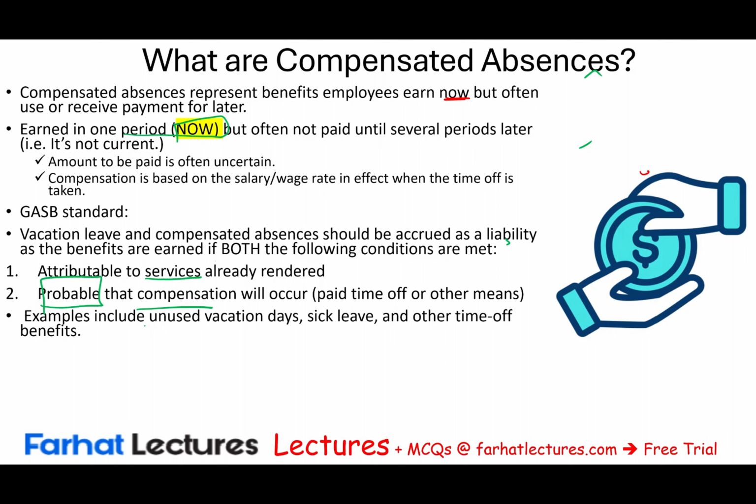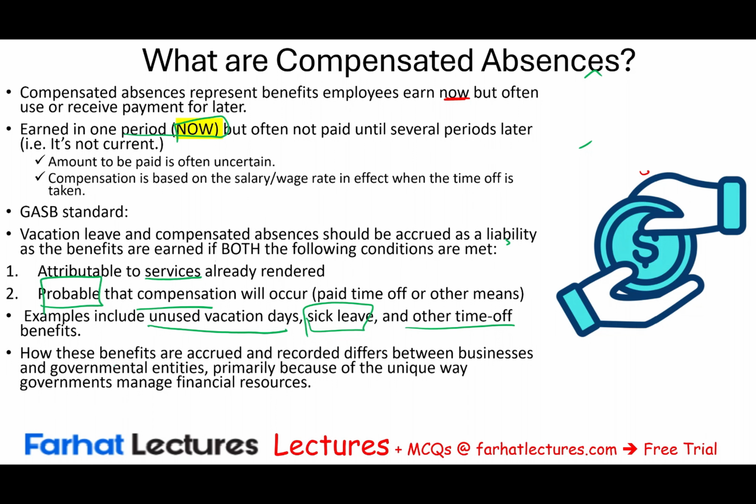So examples include unused vacation, sick leave, we'll talk about sick leave, and other time off benefits. How these benefits are accrued and recorded differs between a business and a governmental entity because of the unique way the government manages their financial resources. Remember, for something to be an expenditure, as a general rule, you're going to have to pay for it this year or 60 days after year end.